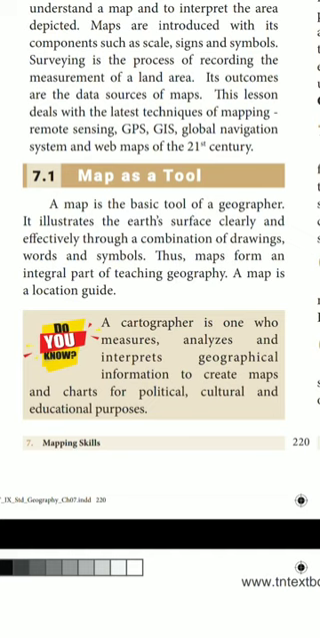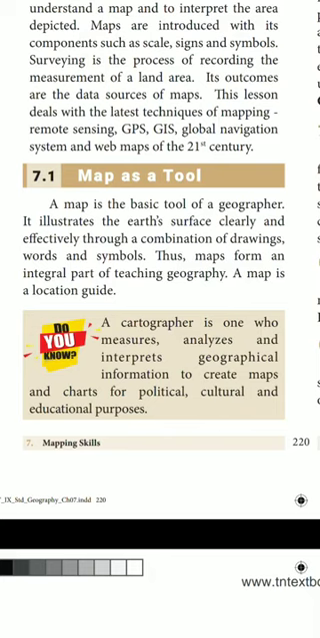These maps form an integral part of teaching geography. So which is the most important part of this teaching geography? Map. So a map is a location guide also. So what is considered as a location guide? That is a map. So a map is the basic tool of a geographer. It illustrates the Earth's surface clearly and effectively through a combination of drawings, words and symbols. Thus, maps form an integral part of teaching geography. A map is a location guide.